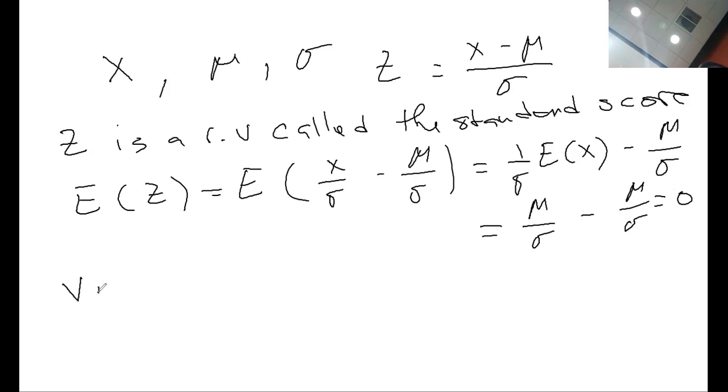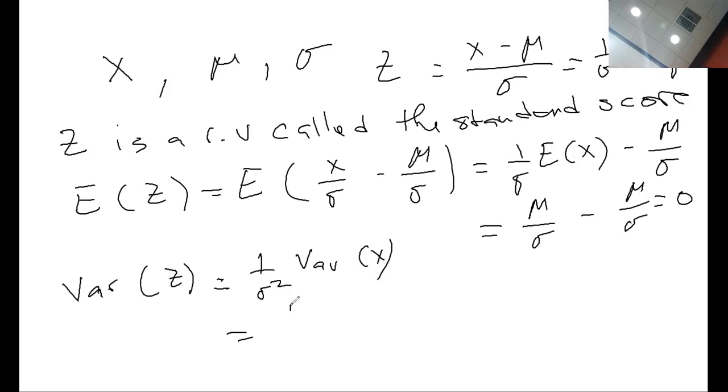And the variance of the standard score, using the formula we just established, is thinking about this as 1 over sigma x minus mu over sigma. The minus mu over sigma here stands for B in a linear transformation. It's like the B is minus mu over sigma, and 1 over sigma is like our A. So the variance of Z will be 1 over sigma square variance of x, which is 1 over sigma square times sigma square, which is equal to 1.